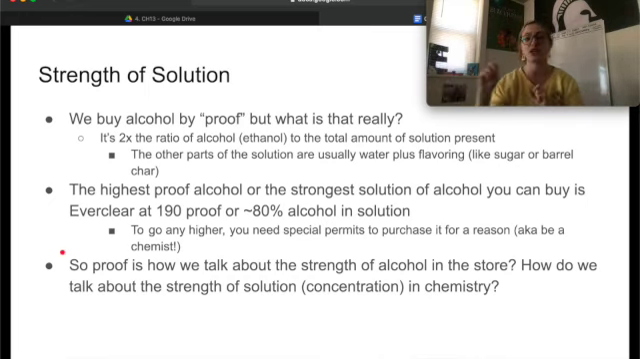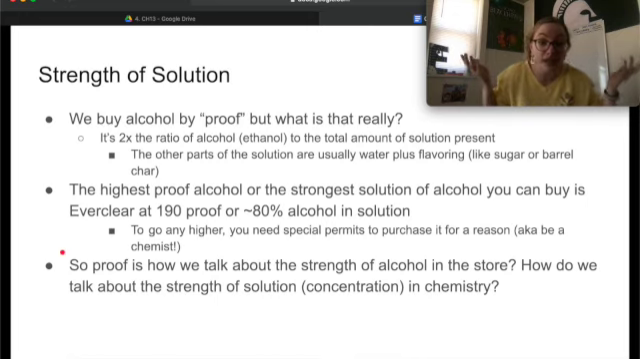Any kind of flavoring you're putting into an alcohol solution that you're going to drink is a part of the mixture here in alcohol. So what I'm trying to say is that the highest proof of alcohol, or the strongest solution of alcohol that you can buy at the store, is going to be Everclear, which is 190 proof, or approximately 80% alcohol in solution. To go any higher than this, you actually need special permits, and you need to purchase it for a reason. For example, be a chemist.